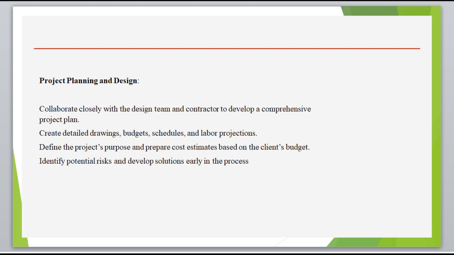To define the project's purpose and prepare cost estimates based on the client's budget, the QS, quantity surveyor, will estimate according to the client's budget. Let's say you want a building worth 5 million, and the drawing which the architect has come up with costs 7 million. So the QS will inform the client on the amount he or she will require to complete the whole building.